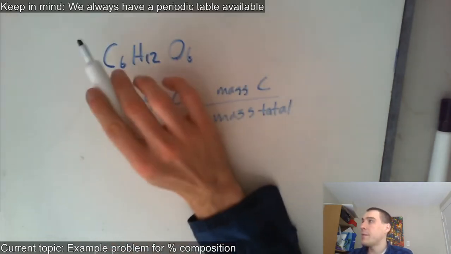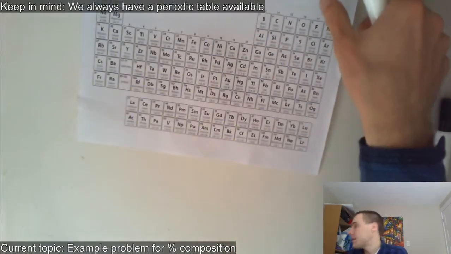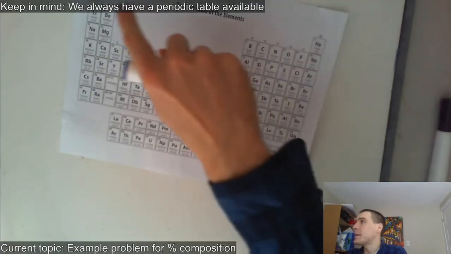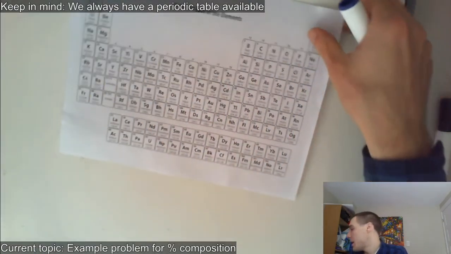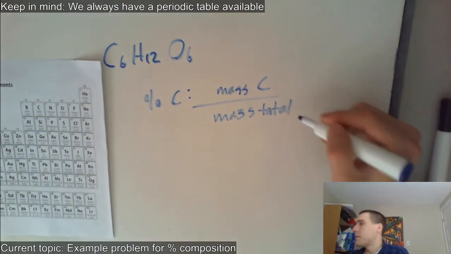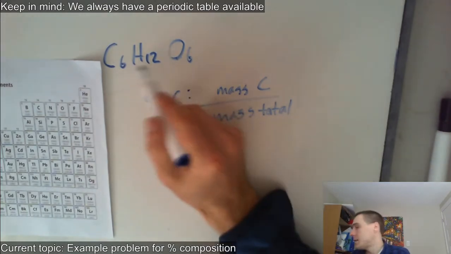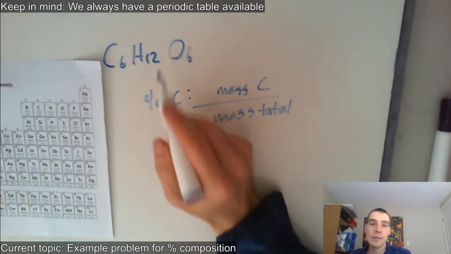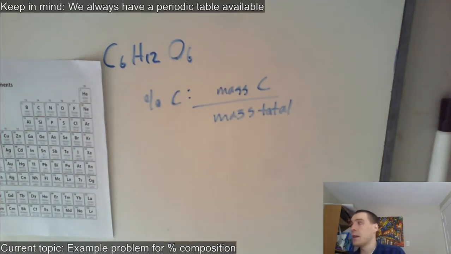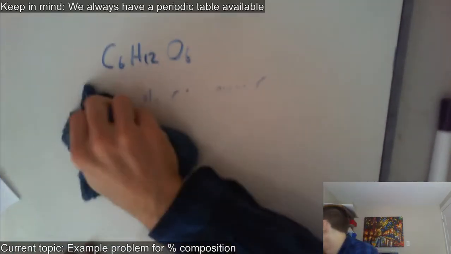Well, we always have a periodic table available. It's always available to us. And it has masses. It has the mass of carbon, the mass of hydrogen, the mass of oxygen. So I can get the mass of carbon, but then I also need the mass of the total. So I'm going to have to get the mass of C6H12O6. I'll need the mass of the carbons in the C6H12O6 and the mass of everything else. So let's set that up.